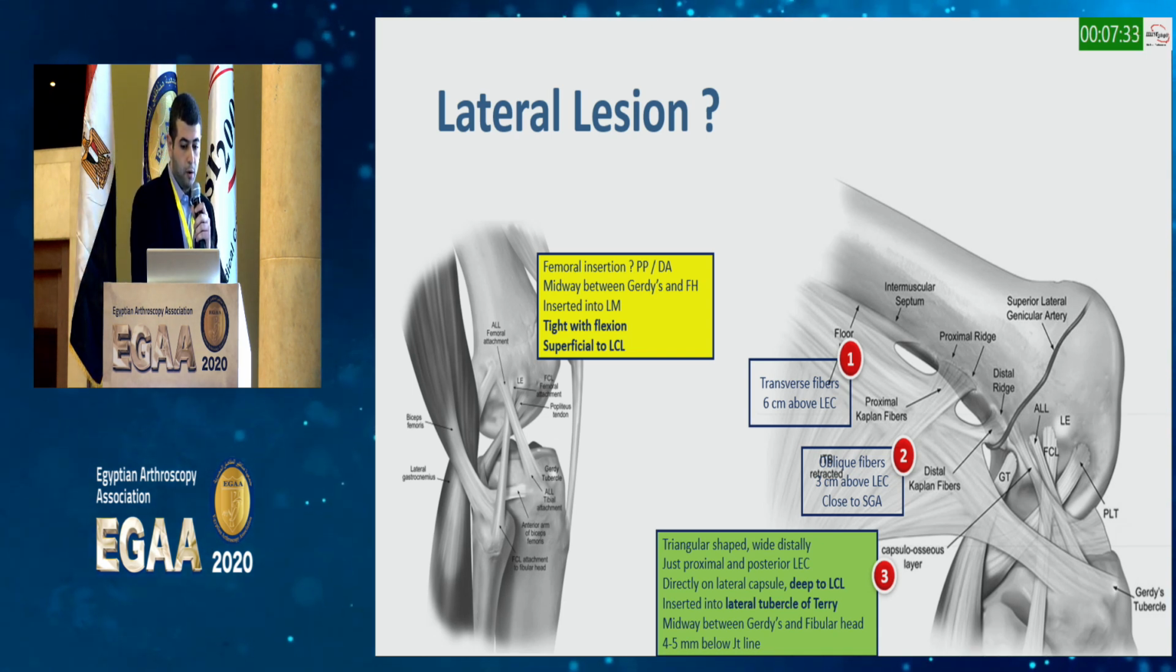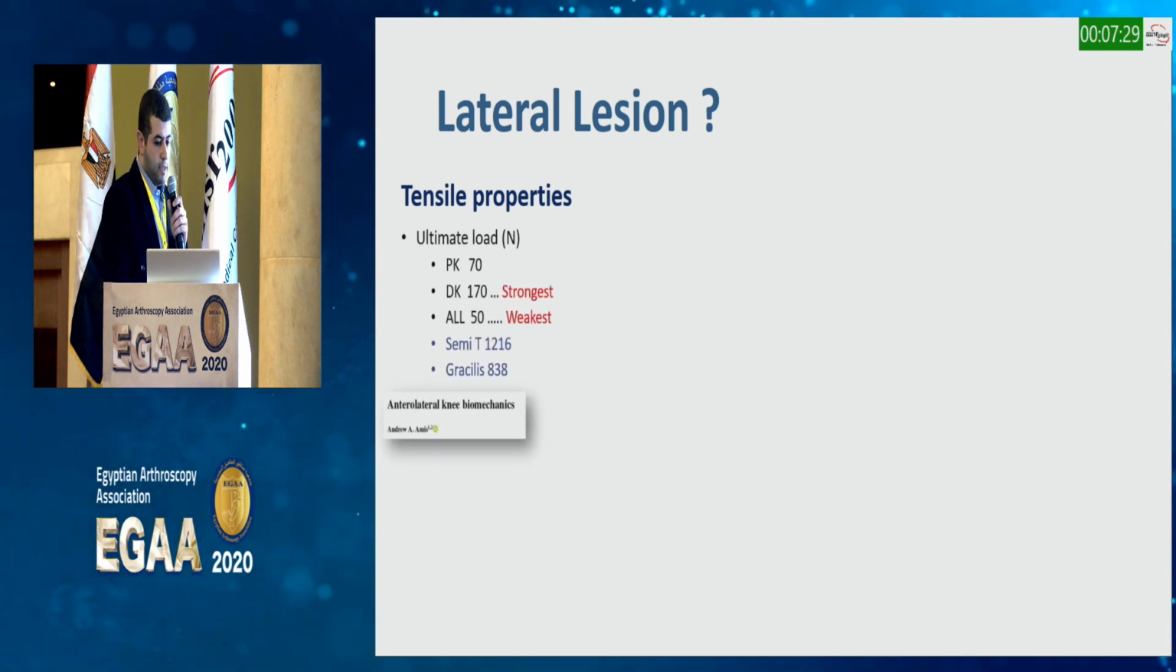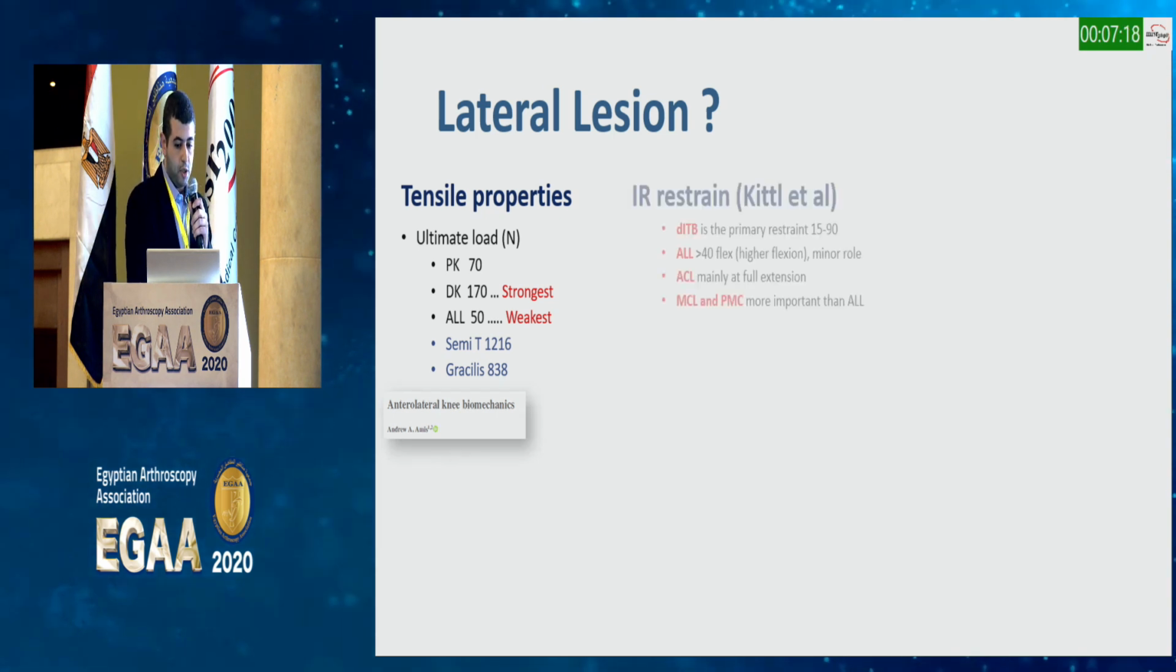So which one is the main constraint of the pivot shift? We have multiple biomechanical studies. First are tensile strength studies that found that the distal Kaplan and the proximal Kaplan fibers are the strongest structures present in the anterolateral corner of the knee, and the anterolateral ligament is very weak to constrain the pivot shift.